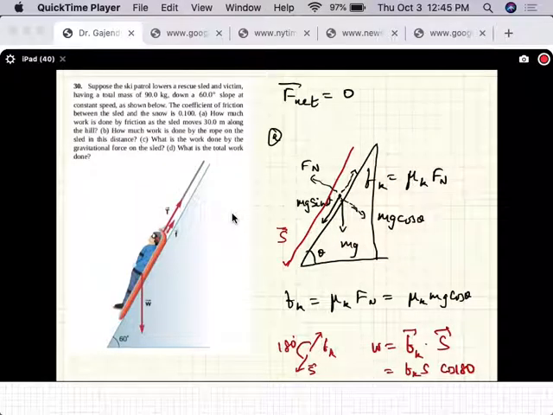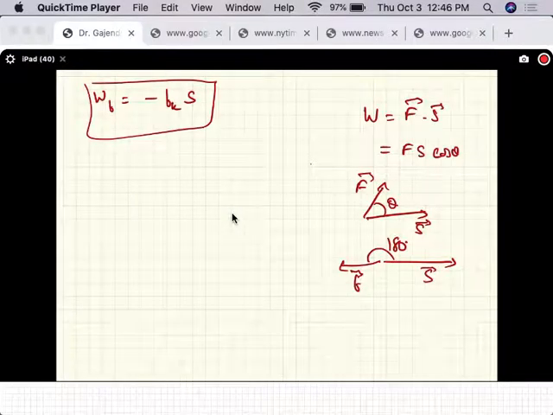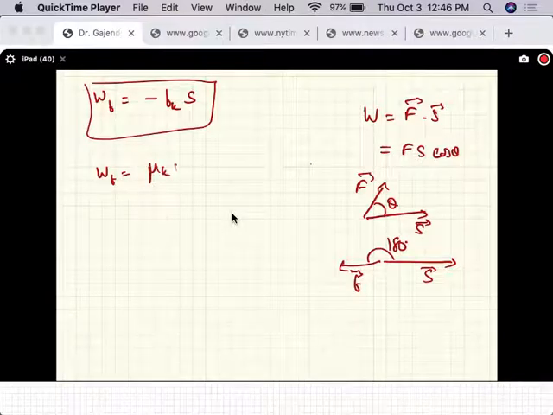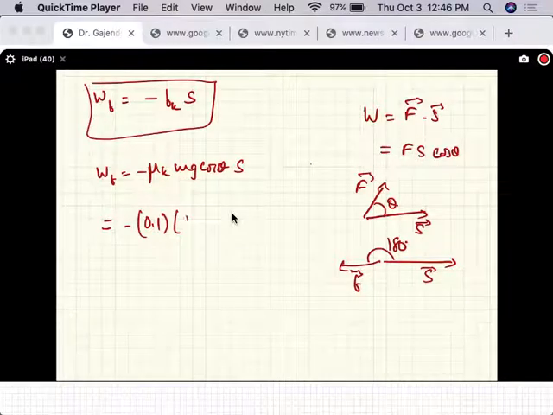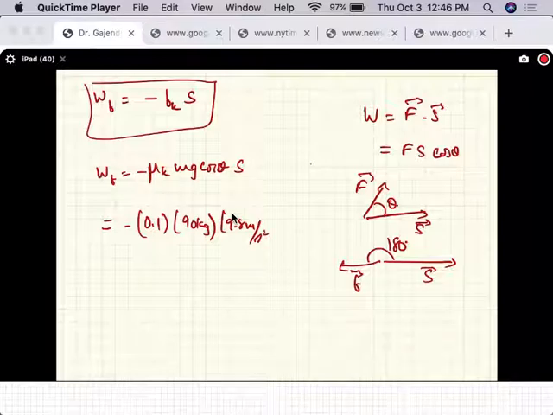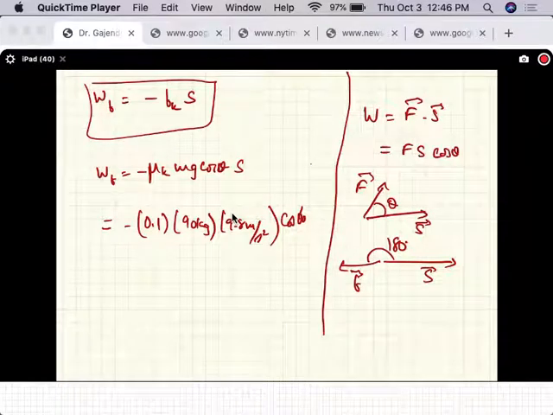Now let's calculate how much work is done by friction force as the sled moves down 30 meters. We can put in the numbers: 0.1, 90 kg, 9.8 meters per second squared, cosine 60, and the displacement is 30 meters.